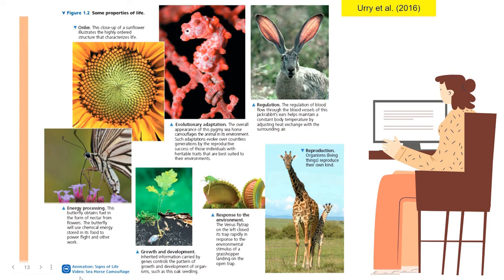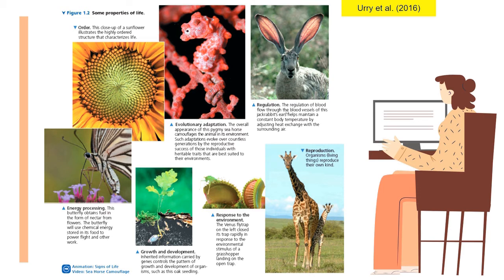Here are some properties of life. Mind you, they vary depending on the source, but they have certain similarities. First, order, okay? According to this, the sunflower illustrates the highly ordered structure that characterizes life. Evolutionary adaptation, we've mentioned that. Adaptations that evolve over countless generations by reproductive success are the ones that are passed on to the offspring that are best suited to their environment.